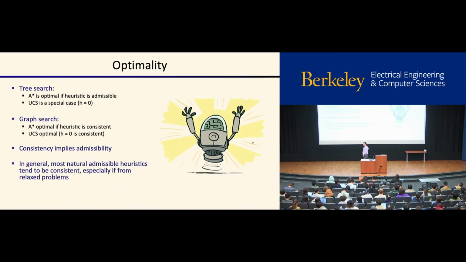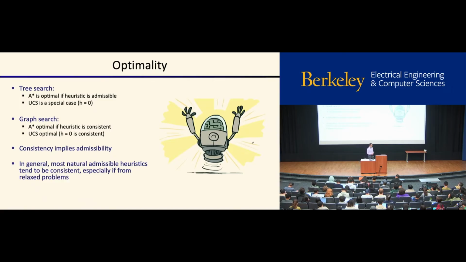Yeah, so A star tree search is optimal when we have admissible heuristics. A star graph search is optimal when we have consistent heuristics. And when H is 0, this is the trivial heuristic, we recover uniform cost search in both cases, and they're special cases of each other. H equals 0 is also consistent because it's underestimating all the action costs. 0 minus 0 is always 0. So uniform cost search also works on graphs.